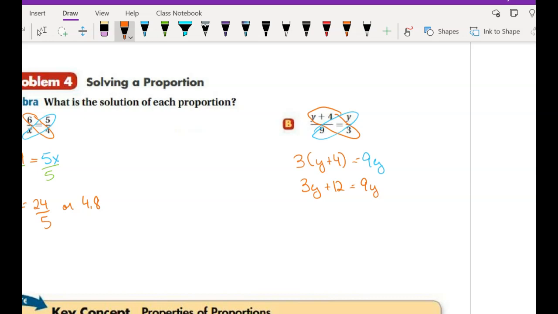I'm going to subtract 3y from both sides. So I get 12 is equal to 6y. I'm going to divide both sides by 6. So y is equal to 2.